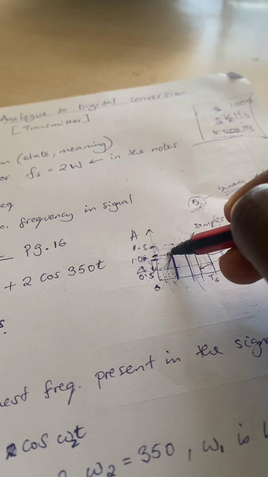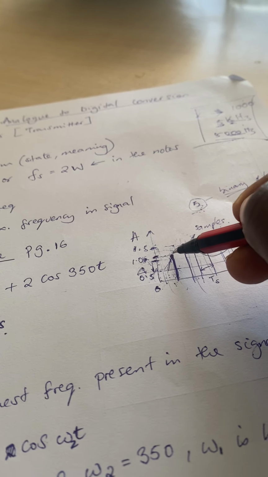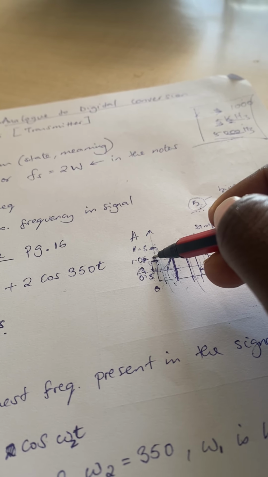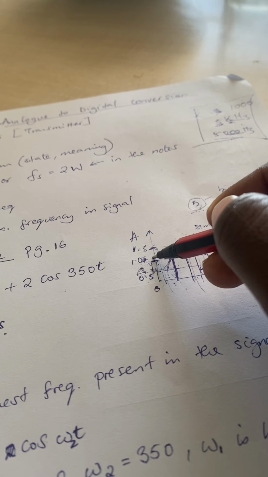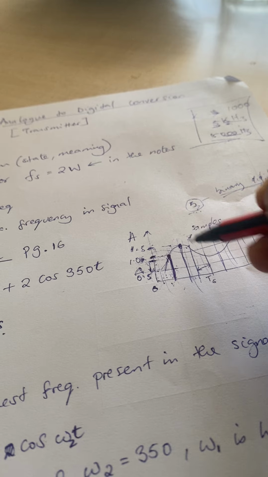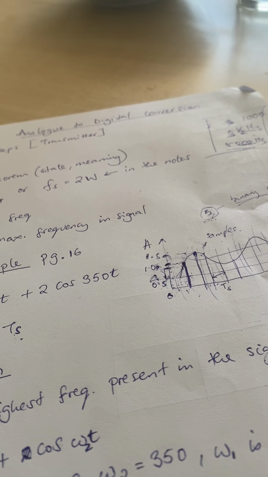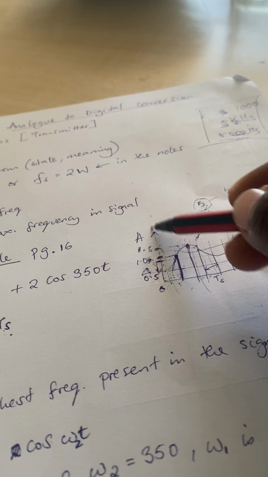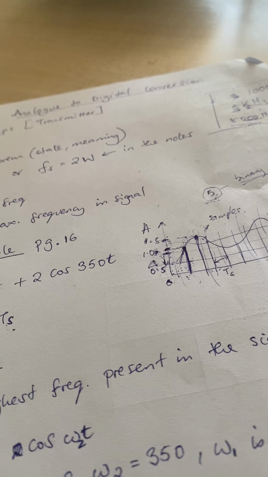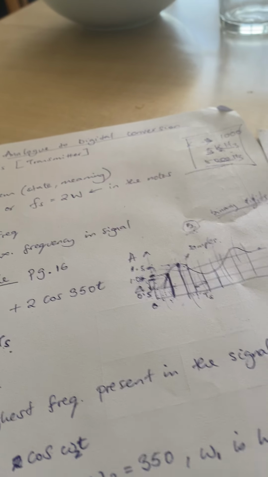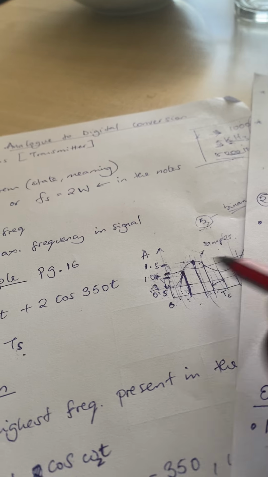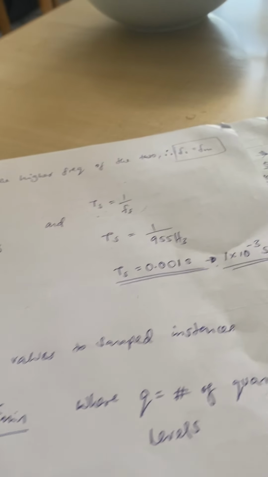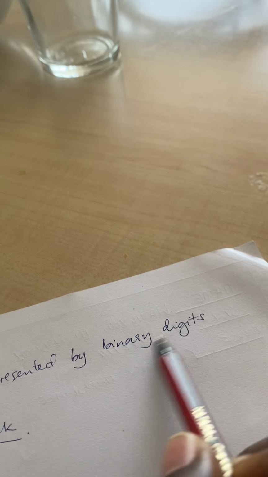So under quantization, we're going to assign integer values to all the samples that we have here. We can do that by estimation, since this is not a very accurate drawing. Once you have assigned all the samples their integer values, the next step is to convert those integer values and represent them by binary digits.